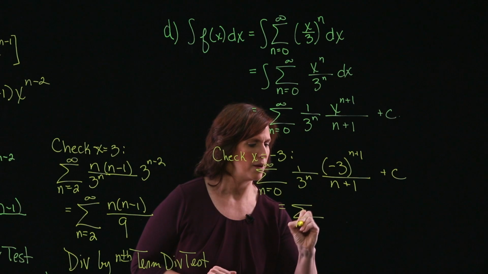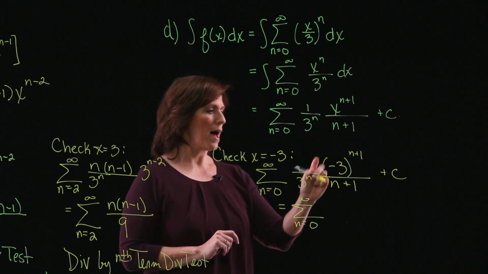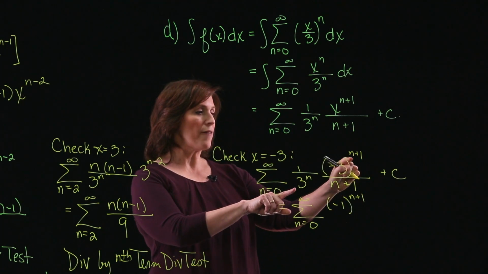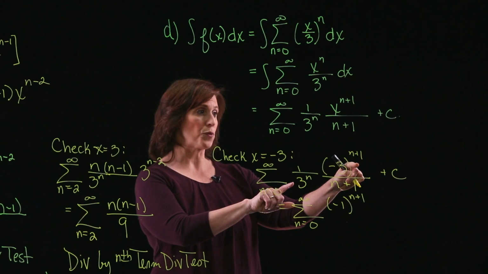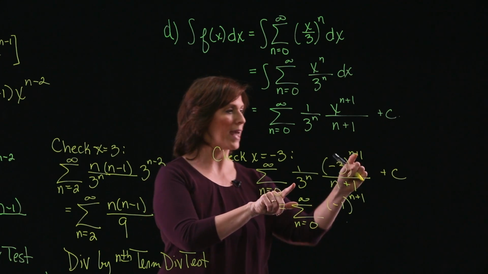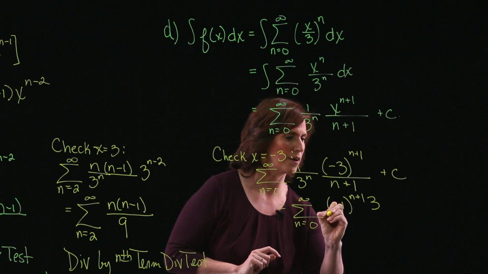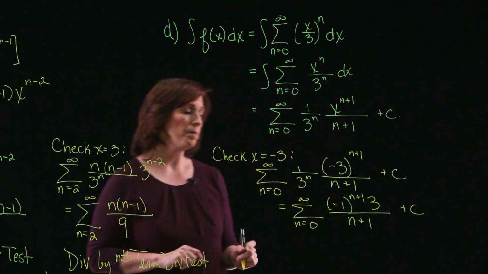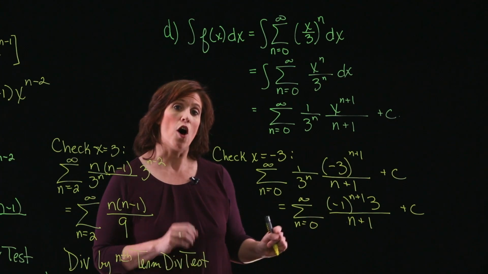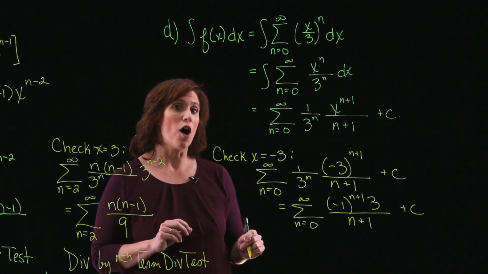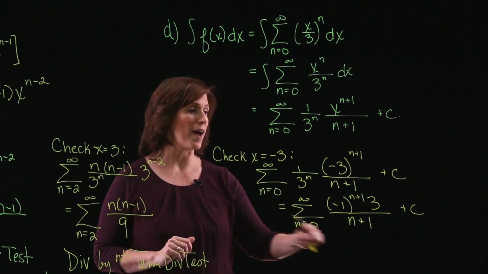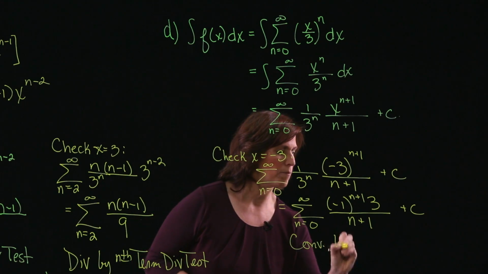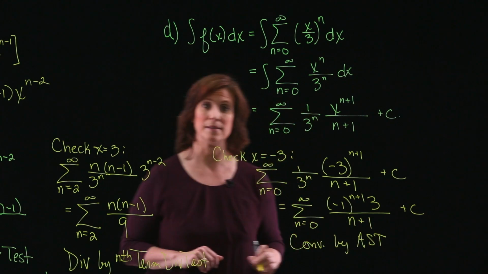I have the sum from n equals 0 to infinity. I'm going to have a -1 to the n plus 1. And I'll have a 3 to the n plus 1 and a 3 to the n down here. So the 3 to the n will cancel, and I'll be left with a 3 in the numerator, and my denominator will be an n plus 1. Now this particular series is an alternating series. And if you use the alternating series test on it, you will find that this series converges. So it's going to converge by the alternating series test.